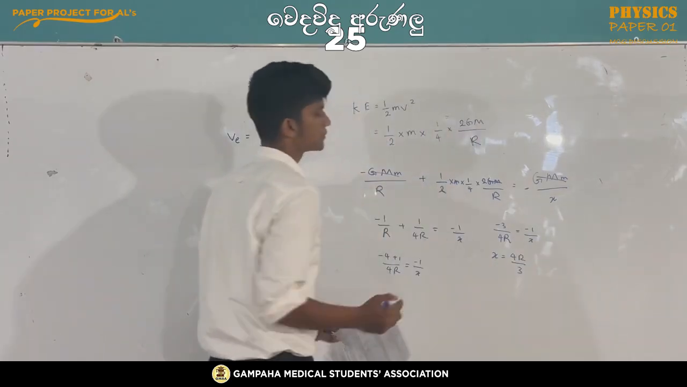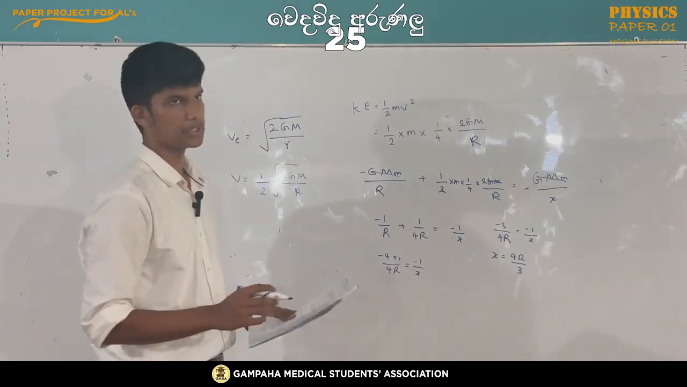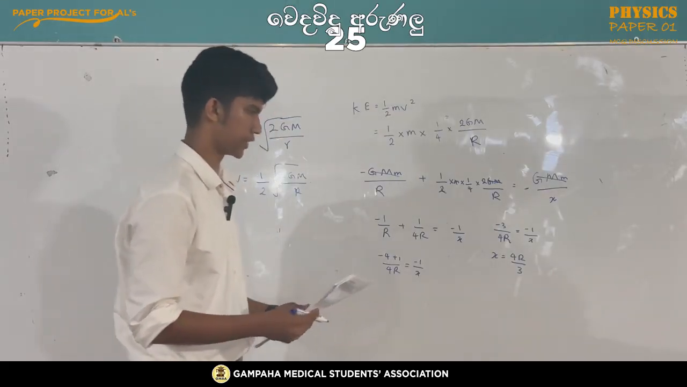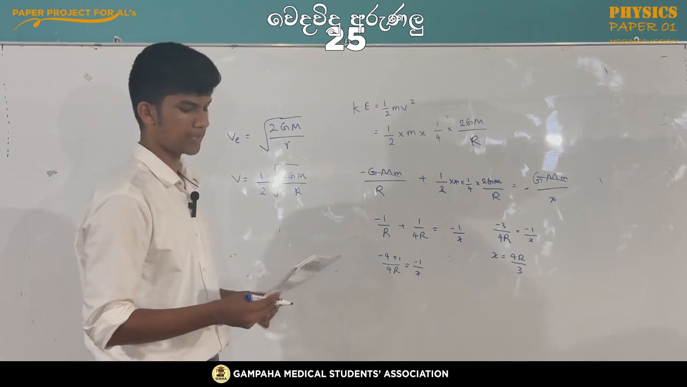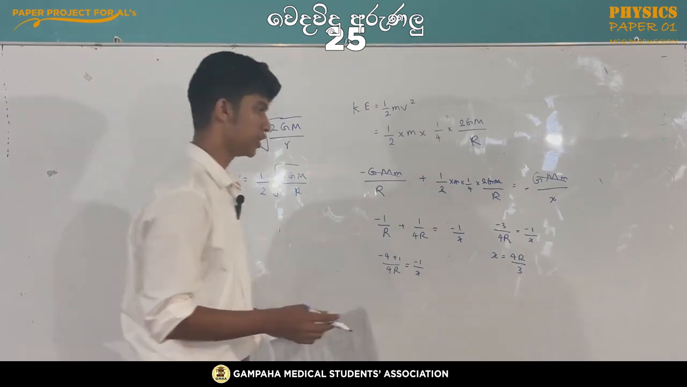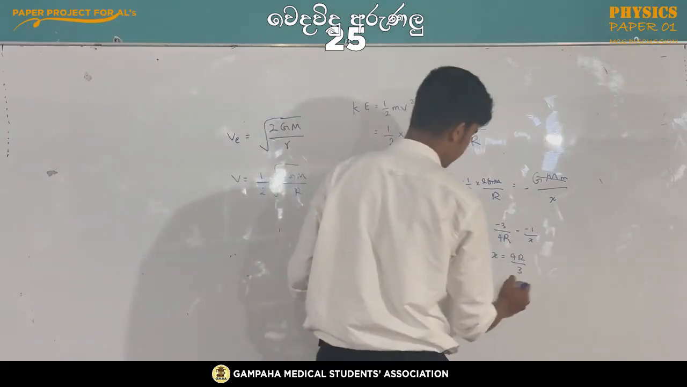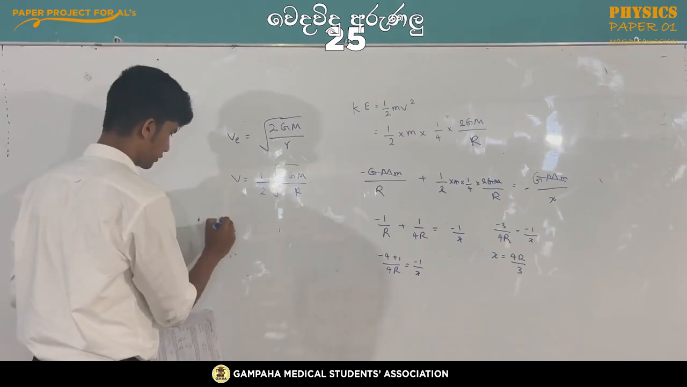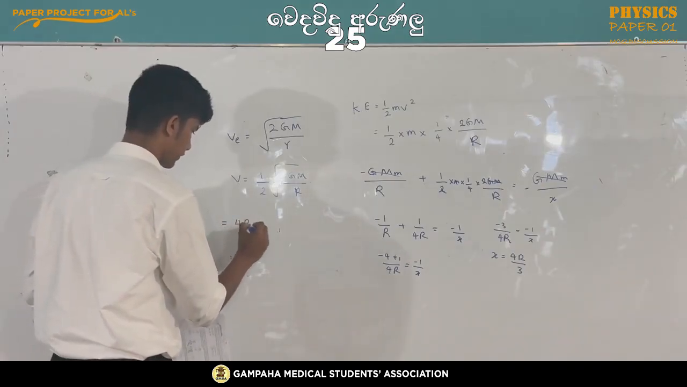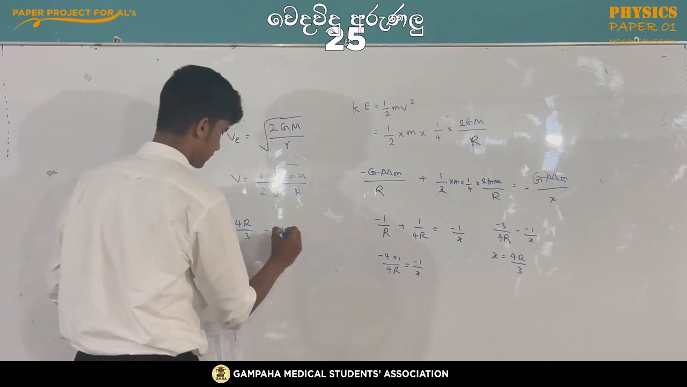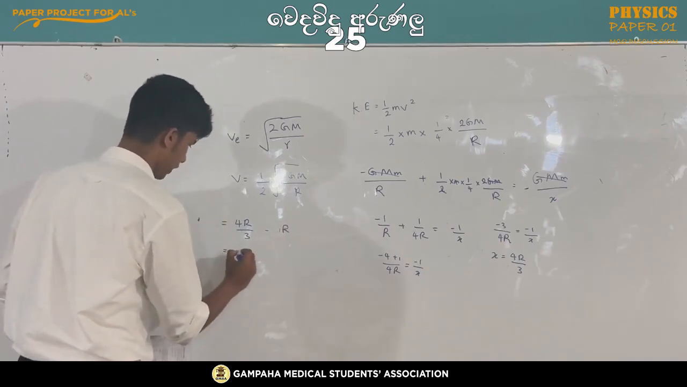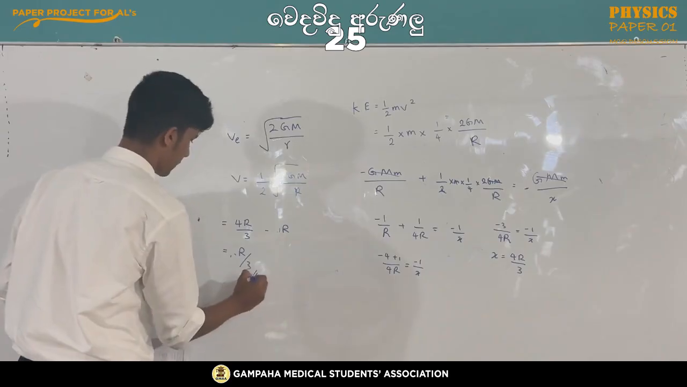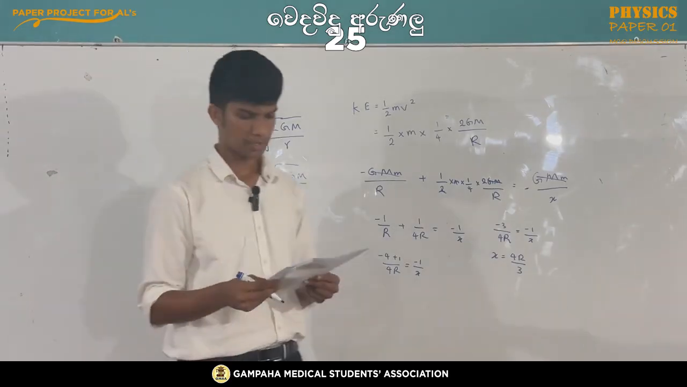Now x is the distance from the center of the earth to the height of this object. They are asking for the maximum height from the earth's surface, so we have to subtract R from this. The height from earth's surface is equal to 4R over 3 minus R. This is equal to R over 3. So the answer is the third answer.